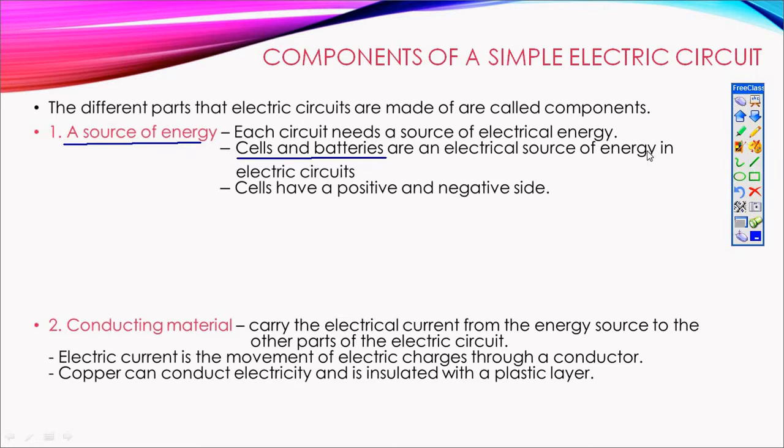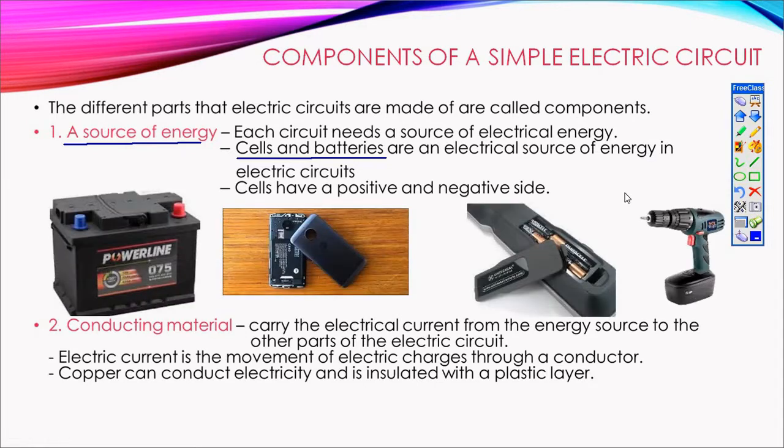Why do we call it a car battery? Because a battery is two or more cells connected with one another. Each one of the lids here is a cell, and the cells are connected with one another, and that's why this forms a car battery. Here I've got a cell inside of a cell phone. Here I've got some cells inside of a remote. So that is the first thing, the source of energy.